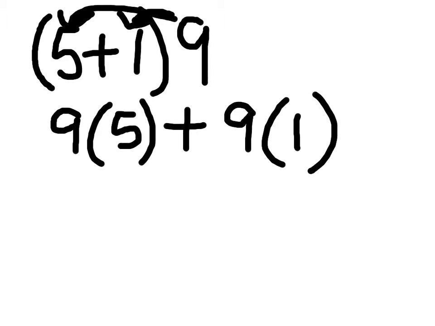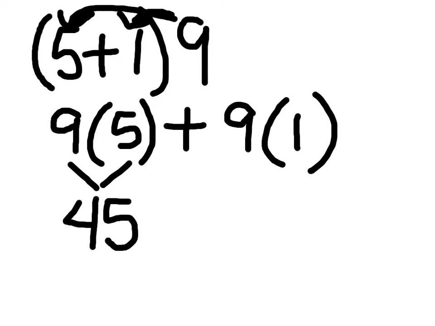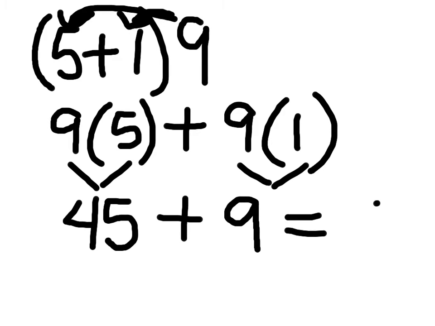So if we distribute, we have 9 times 5 plus 9 times 1. So we do 9 times 5 is 45 plus 9 times 1, which is 9. Okay. There you go. And 45 and 9 is 54. Exactly.